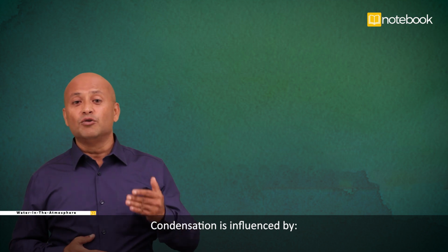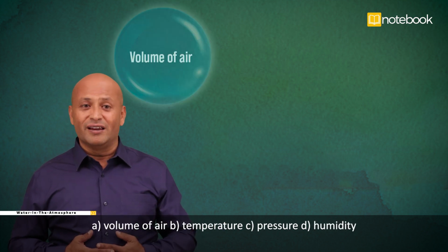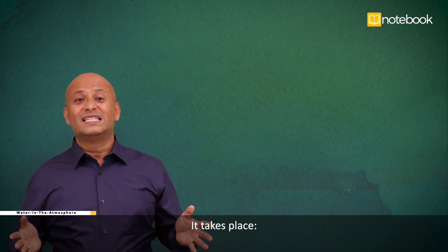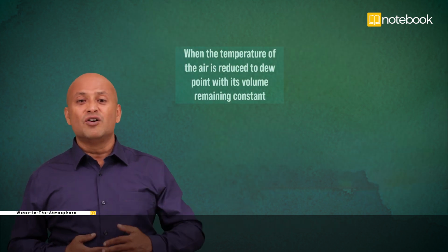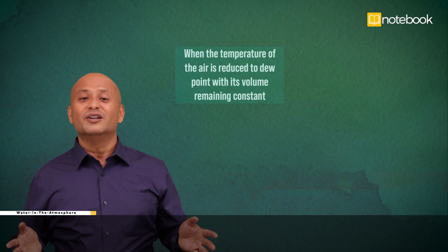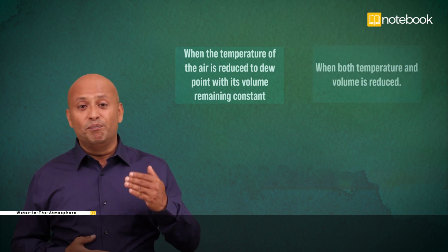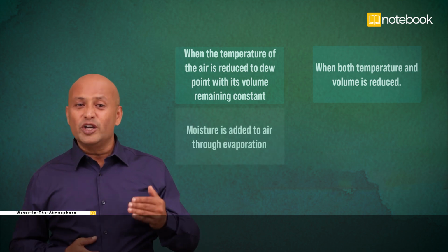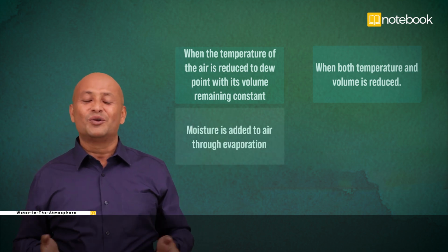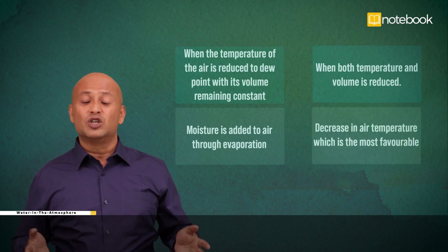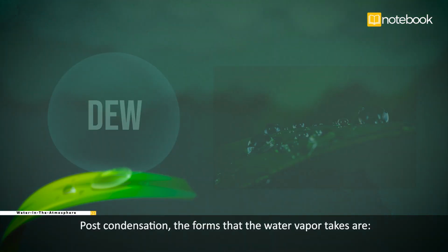Condensation is influenced by volume of air, temperature, pressure, humidity. It takes place when the temperature of the air is reduced to dew point with its volume remaining constant. When both temperature and volume are reduced, moisture is added to air through evaporation. Decrease in air temperature is the most favorable.